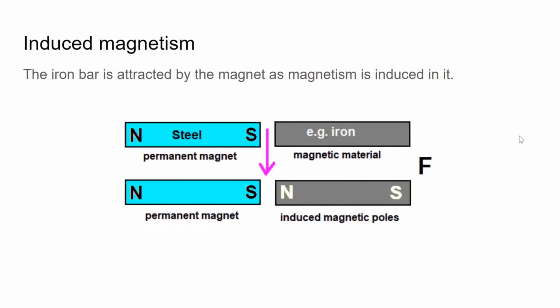Induced magnetism is when we put a magnetic material near a permanent magnet and it becomes a magnet itself. So the iron bar is going to be attracted by the magnet as magnetism is induced in it from the permanent magnet.